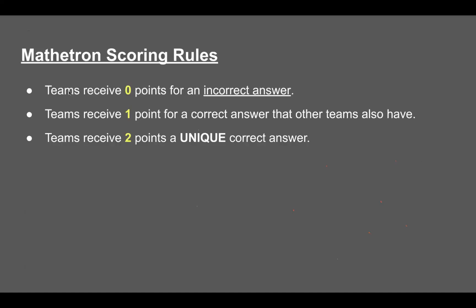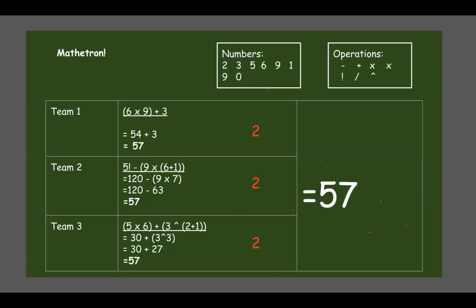When we're doing the actual scoring though, this is how we do it. We do 0 points for an incorrect answer, of course, and we have 1 point for a correct answer that other teams also have. So if you and another team have the same answer, that's okay, you still get 1 point. It's not like Scattergories where you get 0 points. You still get 1 point, but it's better to have a unique answer. If you have a unique answer that nobody else has, then you can have 2 points. So this game can be really tricky, and maybe we should give it a try. But let's do some more examples of scoring first.